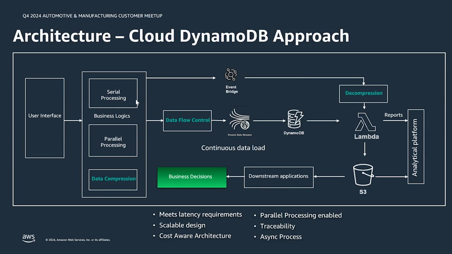So for that reason, we introduced Kinesis Stream as a middleware between our data producer and DynamoDB. Kinesis Streams can handle massive amounts of data, scaling automatically to match the data throughput.